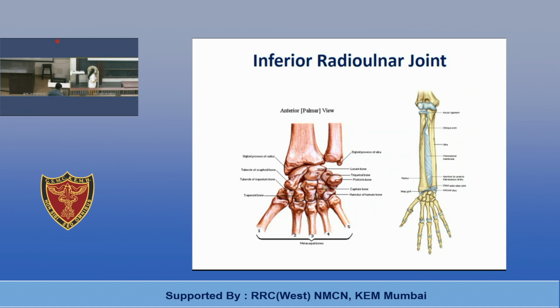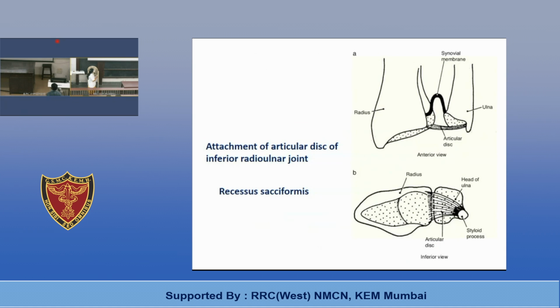Okay. So this is a uniaxial synovial joint. If you see the lower end of radius and ulna, this is radius, this is ulna, and this is the articular disc. So this is the ulnar notch of the radius, and this is the head of ulna which will be articulating here. Here you can see at the junction of the head of ulna and the prolongation, which is called the styloid process, this area in between these two provides attachment to the apex of this articular disc.